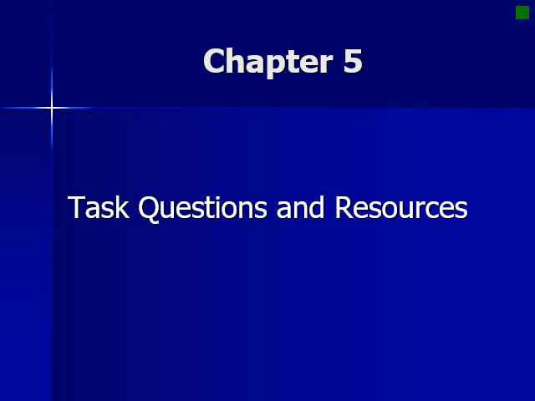In Chapter 5, we are going to look at task questions and resources. So if we remember, when we talked about task processes, these have to do with the job at hand. So what needs to get done in order to achieve the goal?